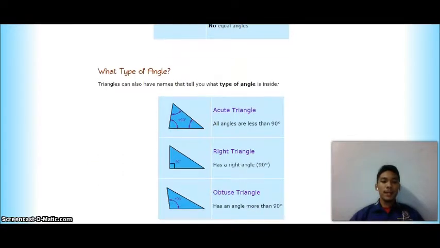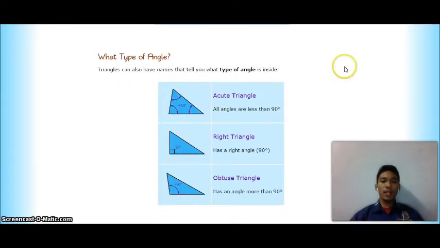So next, what type of angle? Triangles can also have names that tell you what type of angle is inside. So if you have an acute triangle, that means that all angles are less than 90 degrees, but the sum of all angles will also add up to 180 degrees.